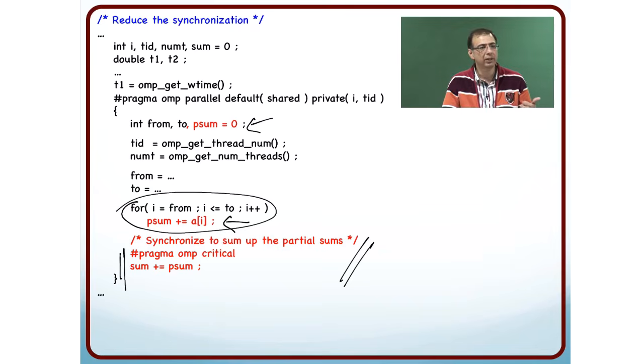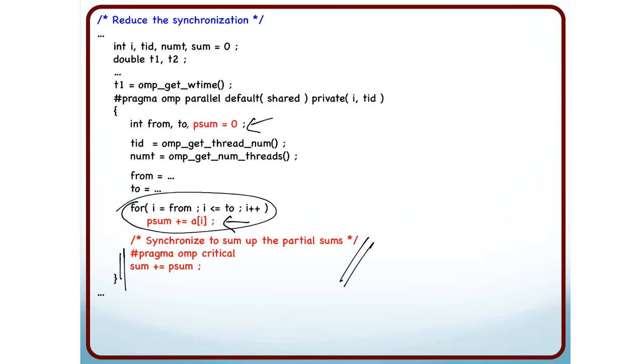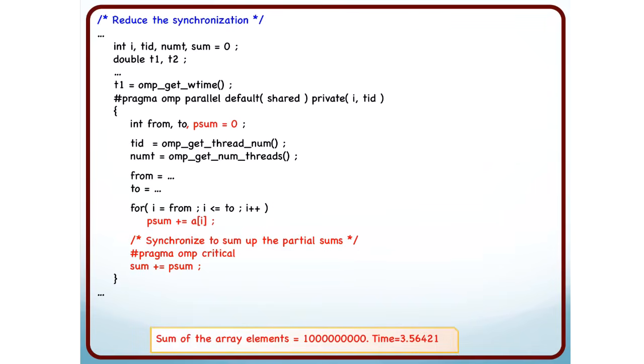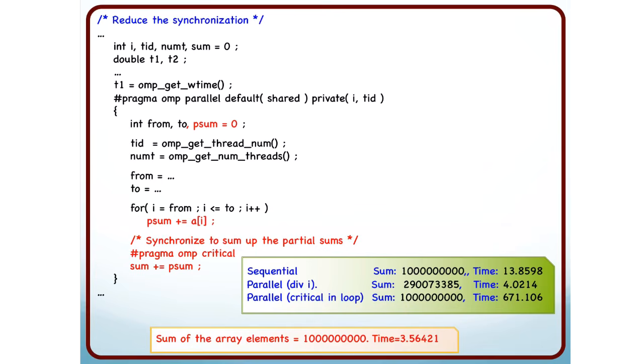How many calls was I making to critical section hash pragma OMP critical? How many times was that being invoked in the earlier code? 1 billion times. How many times is it being invoked now? 4 times. Finally, I got the time down. 3.56 seconds, and my answer is correct. So I've finally been able to write a parallel program which actually gives me benefits. When I compare it to all the other codes, I'm doing quite well. I have achieved what I wanted to do.